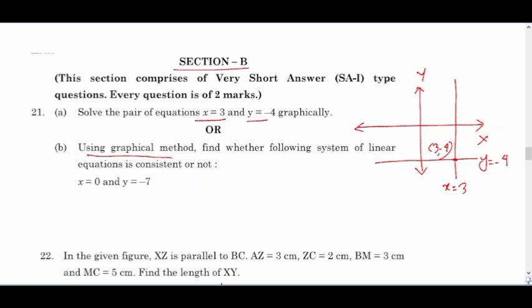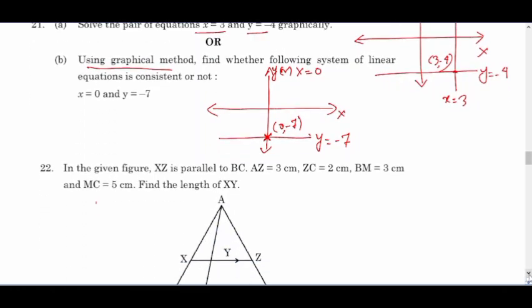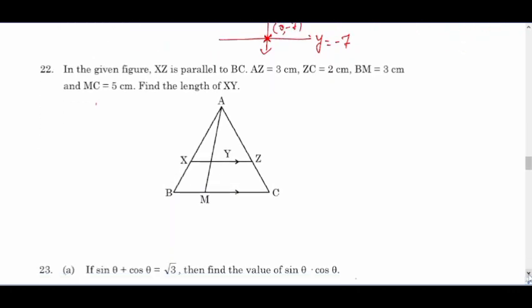Next, find whether the following system of linear equations is consistent or not. Same type of question. We draw the coordinate axes. x equal to 0 means the y-axis, and y equal to -7 is this line. So a point will be your solution, the point (0, -7). So this system of linear equations is consistent. Very, very simple question.